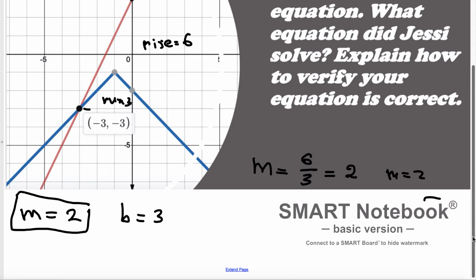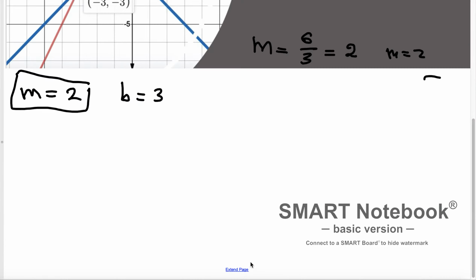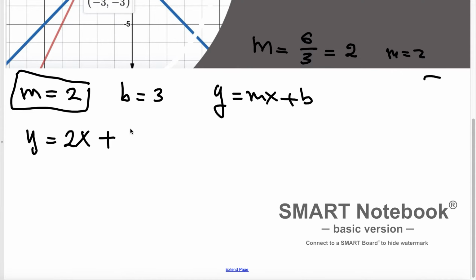And if we take the equation in slope-intercept form, y is equal to mx plus b. So y is going to be equal to, m is equal to 2, so 2x plus the y-intercept b, which is equal to 3. So we already found one equation here. Let's say this is equation 1.